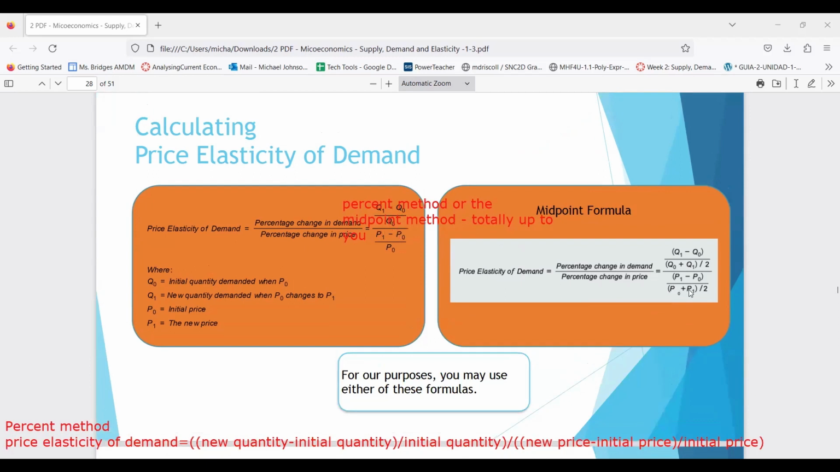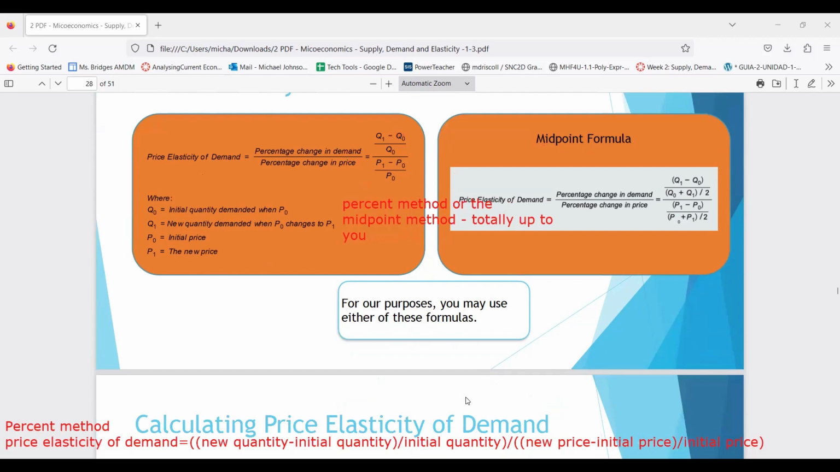And then the midpoint one would be Q1 minus Q0 divided by (Q0 plus Q1) divided by 2, divided by P1 minus P0 divided by (P0 plus P1) divided by 2. So you can use any of these formulas. It depends on what you want to use.